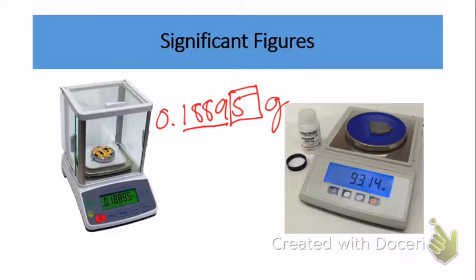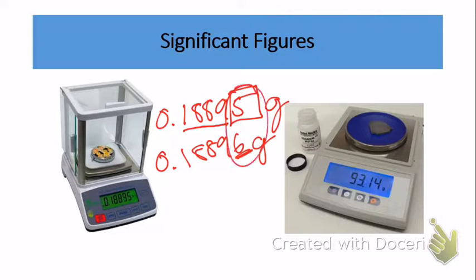So the next time you measure this, it might actually say 0.18896 grams, all right? Because the balance itself is doing an estimation. The better the balance is, the more likely it's going to be consistent in estimating that last digit, though. So how many significant digits does this balance record? We have 1, 2, 3, 4, and 5. So this records 5 sig figs.